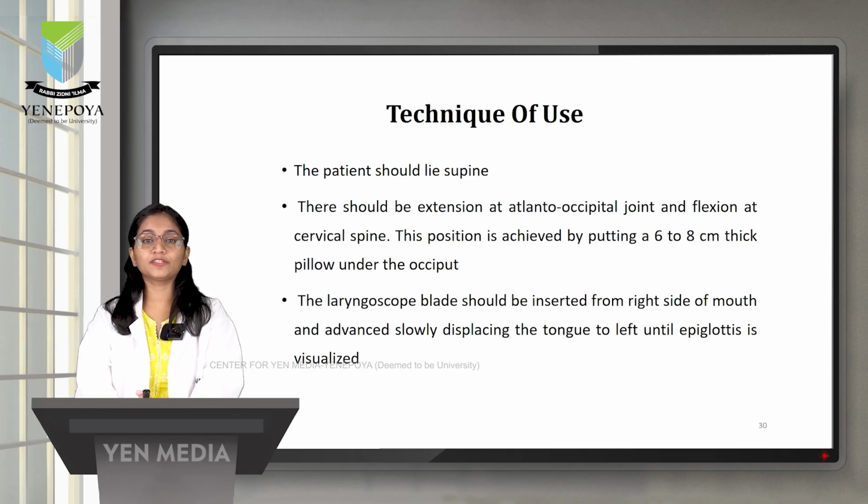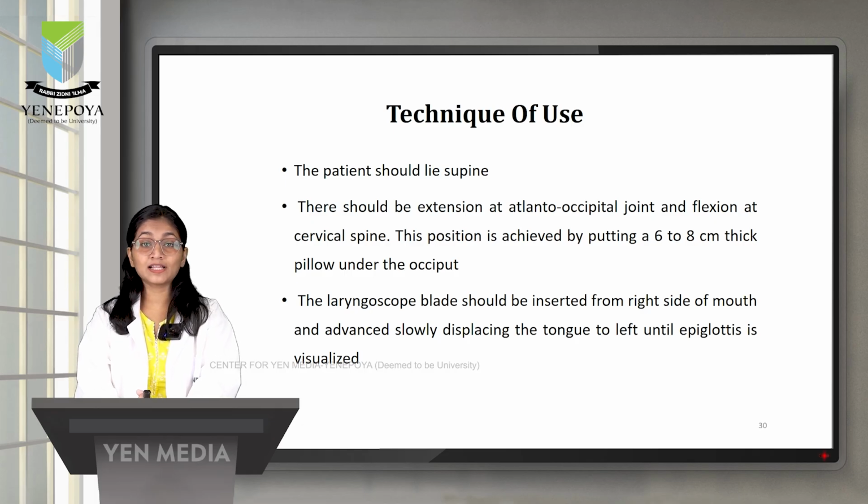Technique of use of the endotracheal tube, or the technique of endotracheal intubation. So the first step is patient positioning. That is, the patient should lie in a supine sniffing position. Sniffing position means extension at the atlanto-occipital joint and flexion at the cervical spine. This position is achieved by putting a 6 to 8 cm thick pillow under the occiput.